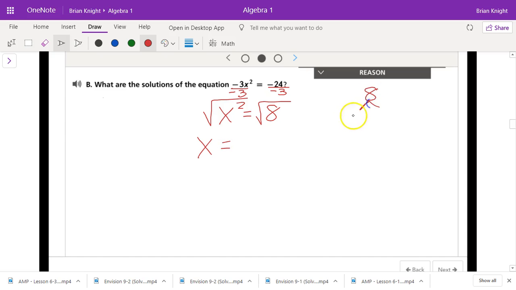Okay? So what would the square root of 8 be? Let's see here. We got 8. That'd be 2 and 4. 2 and 2. One pair of 2's. So it's plus or minus 2 square root of a 2 that's left over.